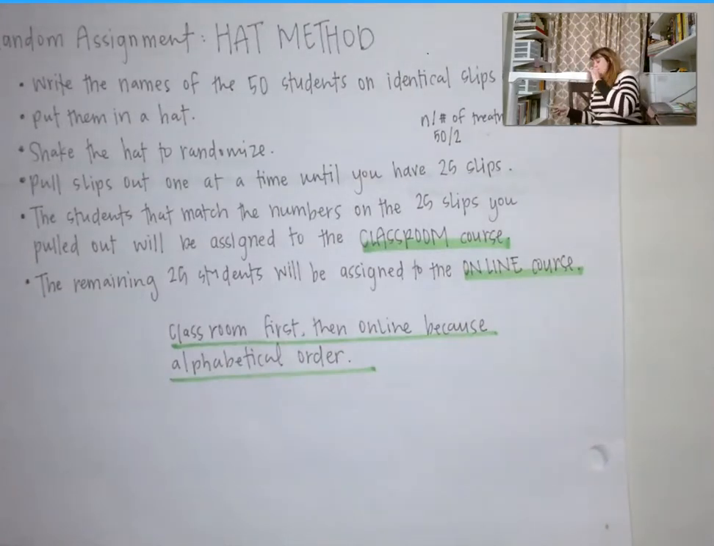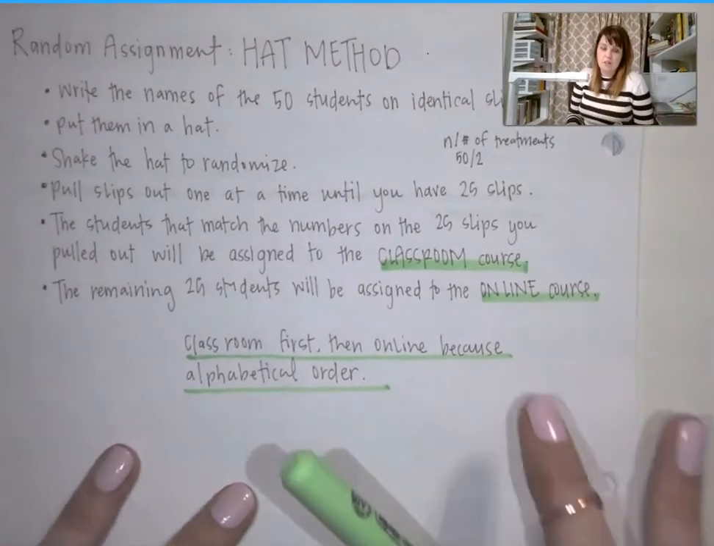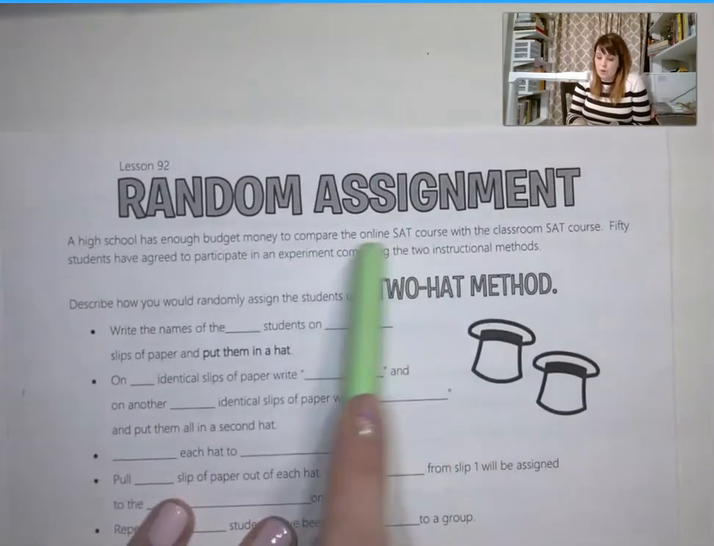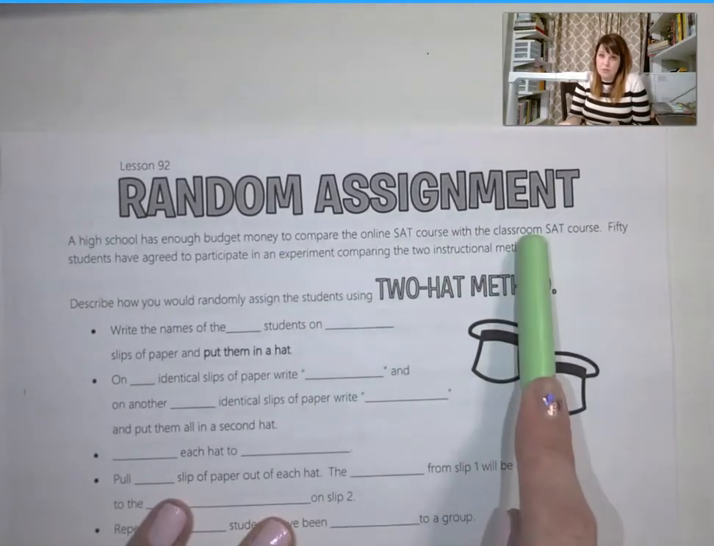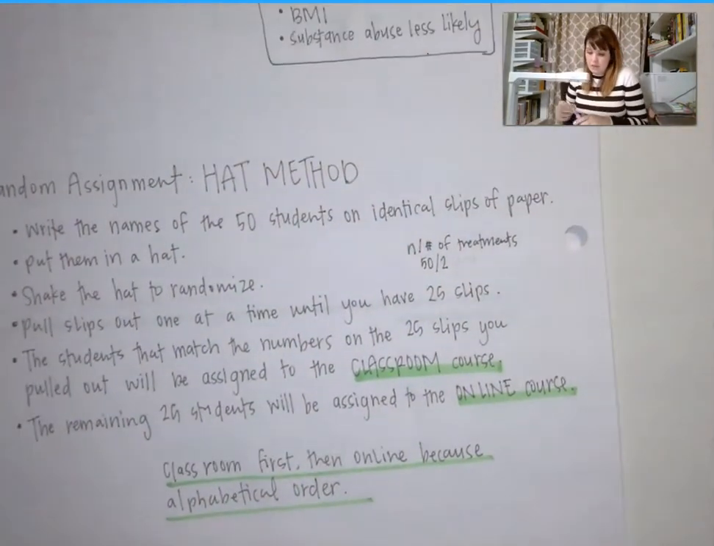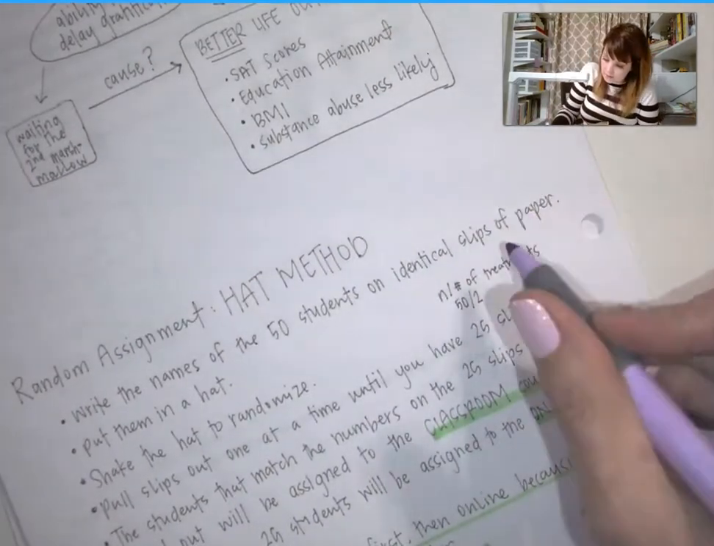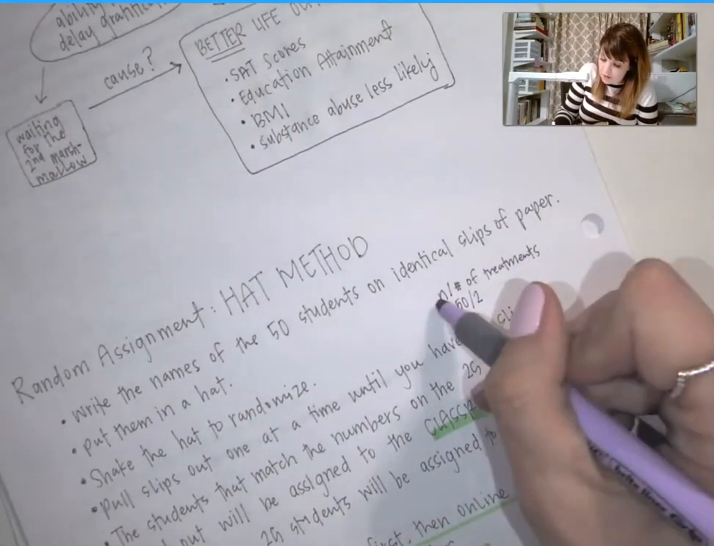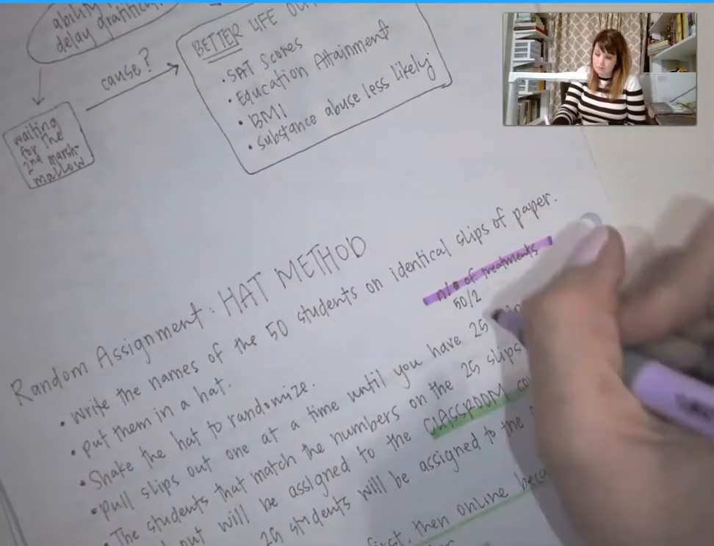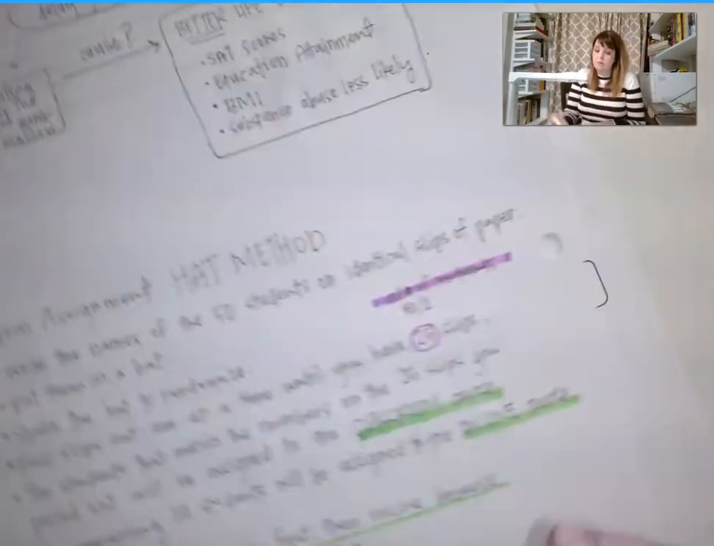So that's one of the first things to note. You don't have to do it that way. You could have assigned to the online first because that's the first one in the prompt. The prompt says we're going to compare the online course with the classroom course, so maybe you want to assign the online students first. Then the other thing is when you are calculating the number of people in each treatment group, you want to use this formula. So 25 comes from that formula.